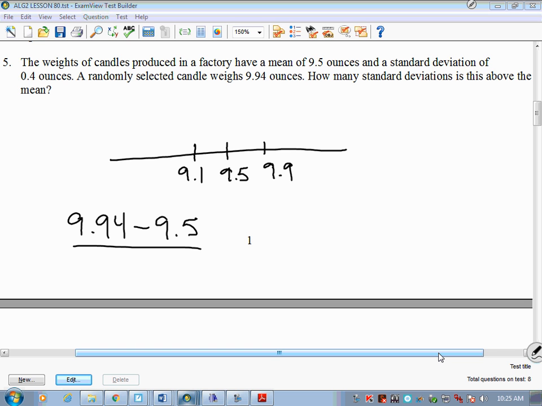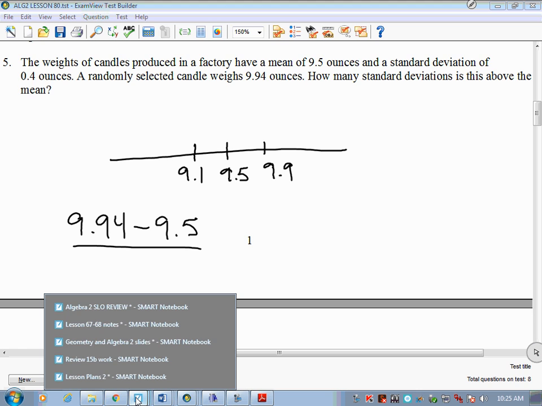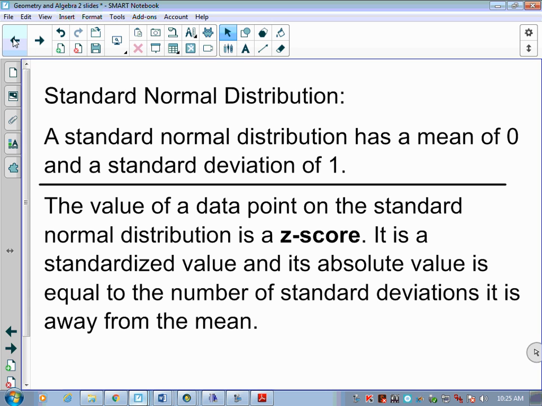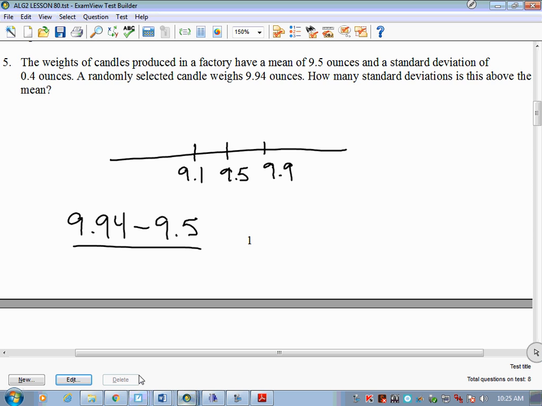What they're actually asking for, because the z-score, let's go back and actually look at what a z-score is. Okay, what is a z-score? Well down here, the value of a data point on the standard normal distribution is a z-score. It is a standardized value, and its absolute value is equal to the number of standard deviations it is away from the mean. So what we're actually asking to solve for here is the z-score, right? We're saying how many standard deviations. So if they ask me how many standard deviations is something, what they're saying is, what is the z-score? Does that make sense?